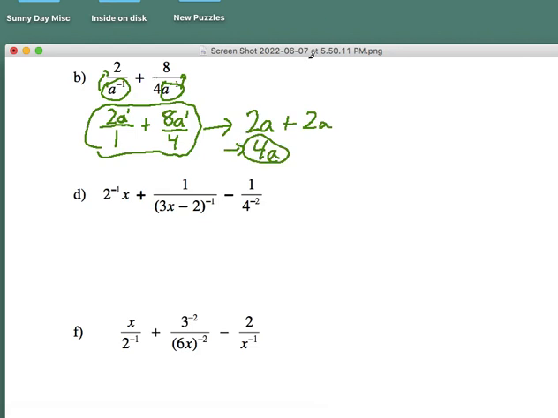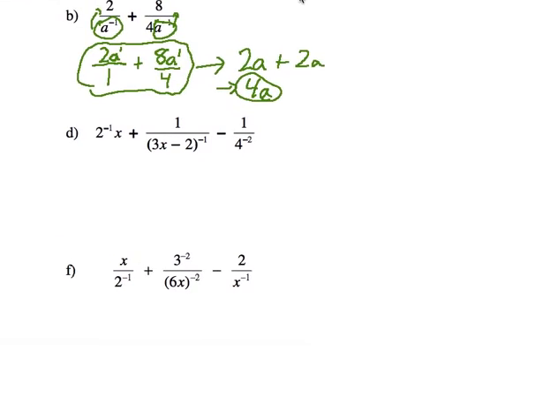Okay, so now let's look at this next one here. In this next one, it's a little bit more elaborate because we've got a negative exponent here outside of a binomial with brackets around it. And you might feel like, well, wait, am I supposed to distribute the exponent inside the binomial?